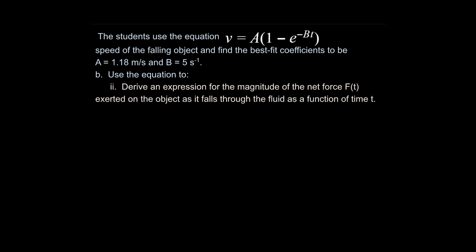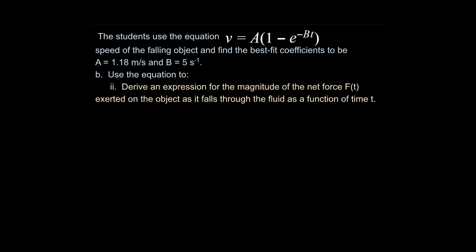So part 2 says derive an expression for the magnitude of the net force exerted on the object as it falls through the fluid as a function of time t. To get force, hopefully you can think through, well, what do we know? We've been given a velocity function. We came up with the position function, or displacement function, as a result of that. What else could we do?